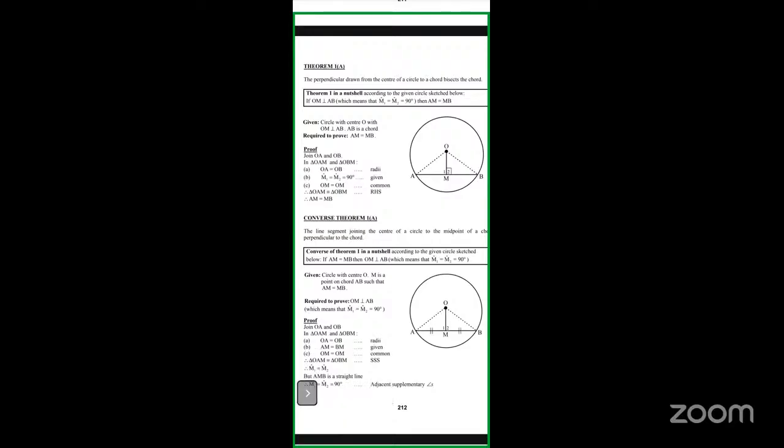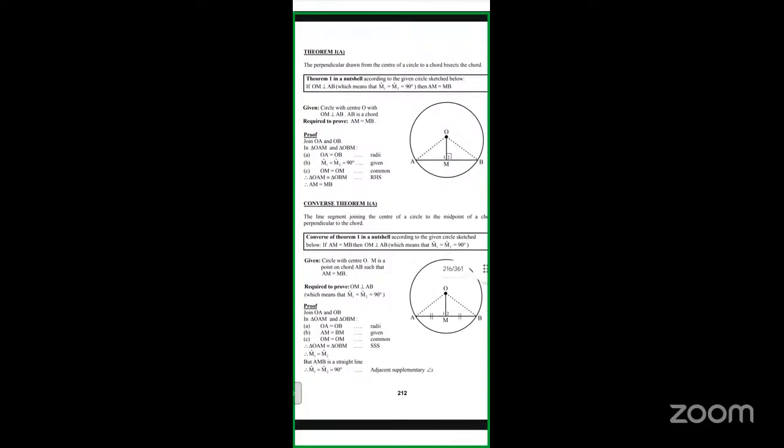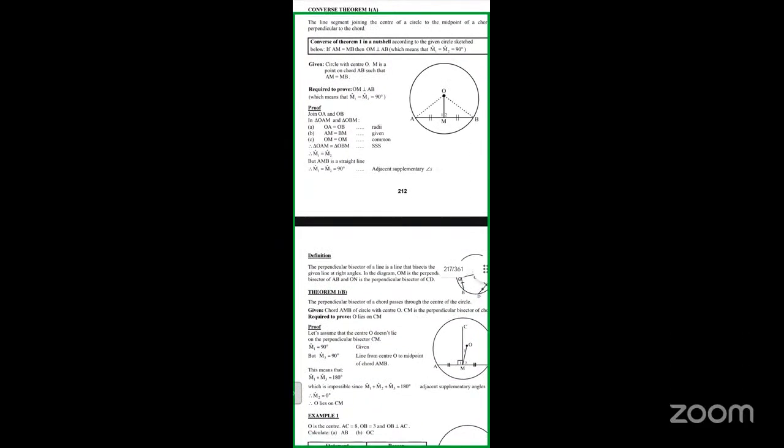And then you also have to know the proof, guys, because I think it is also assessable. They can ask you to prove theorem 1, or they say show that if OM is perpendicular to AB, then AM is equal to MB. So it's wise for you guys to know the proofs.